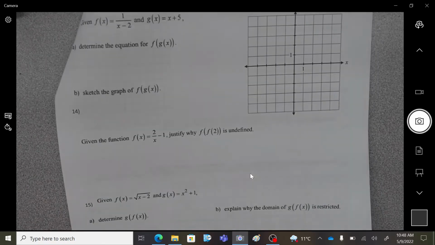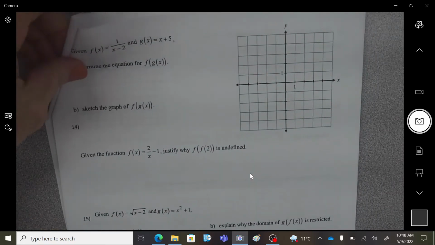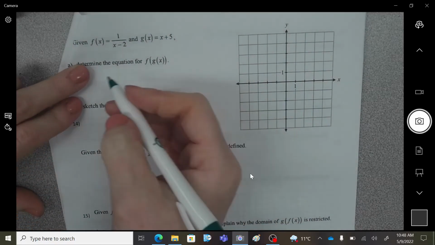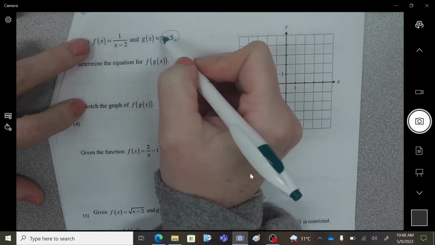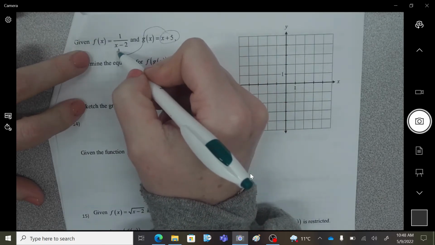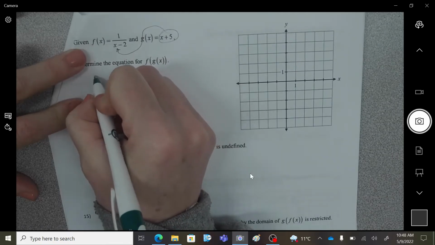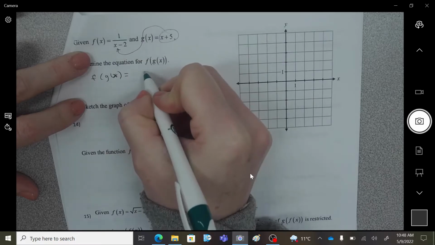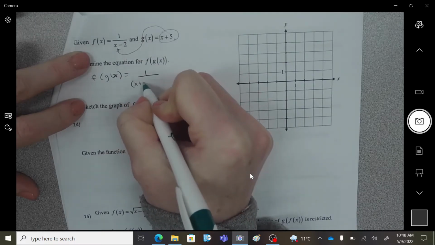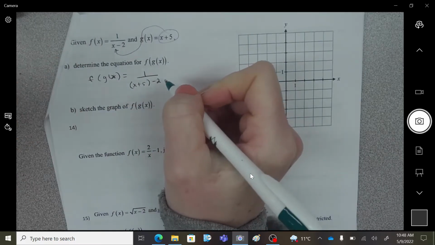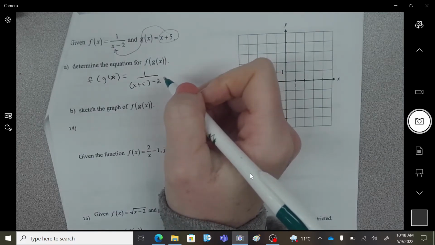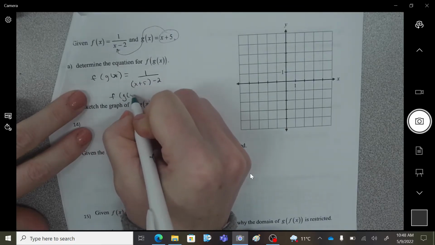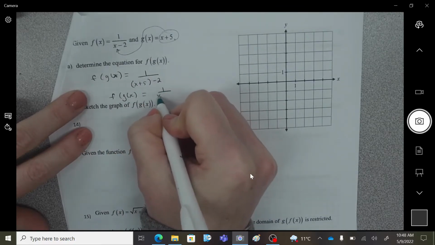Okay, number 13. We were given these two functions, determine the equation f of g of x. So we're going to take this and put it into that position. Okay, so this ends up being simplified on the bottom, x plus 3.